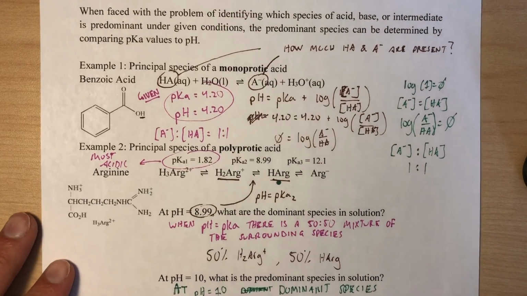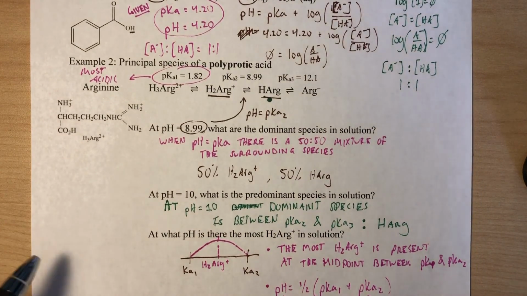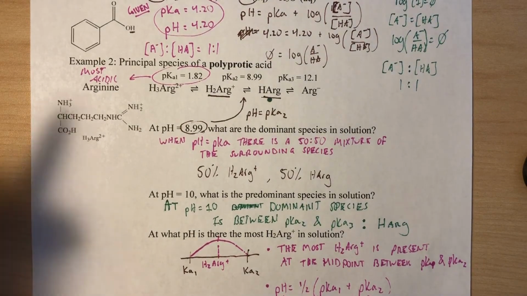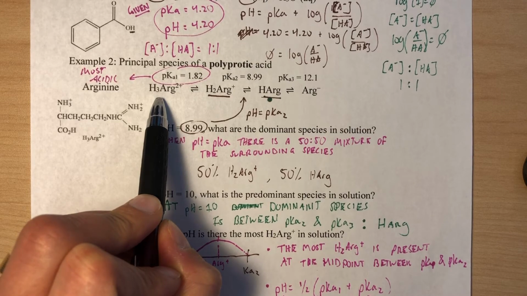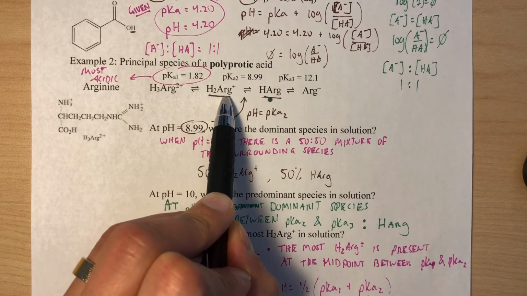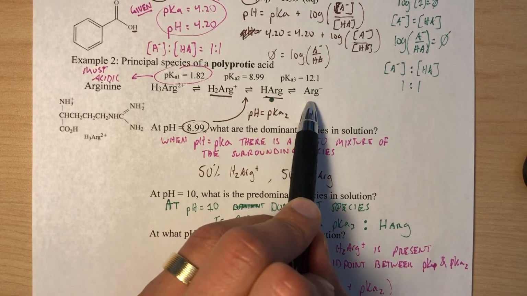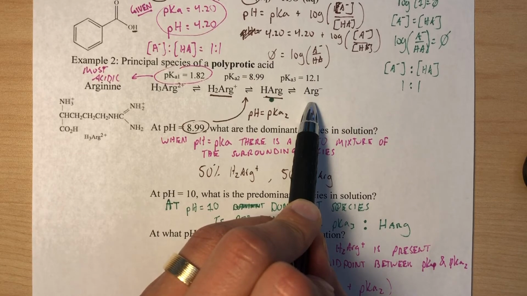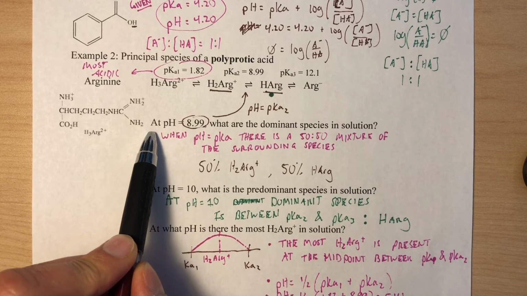Now, when you have a principal species of a polyprotic system, you must use all of the Kas that are relevant. So here we're going to use arginine, where we have H3 arginine 2+, gets deprotonated by pKa1 to form H2 arginine+. It can get deprotonated by pKa2 to form H arginine, and can get deprotonated by pKa3 to form arginine-. So this is a triprotic species. At a pH of 8.99, what are the dominant species in solution?